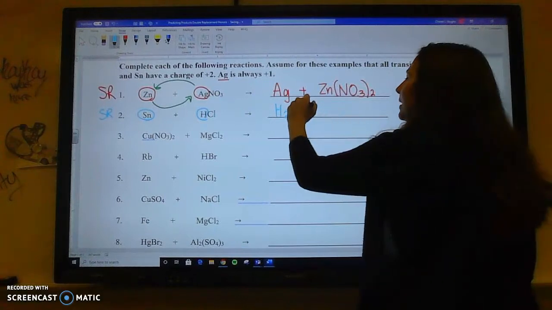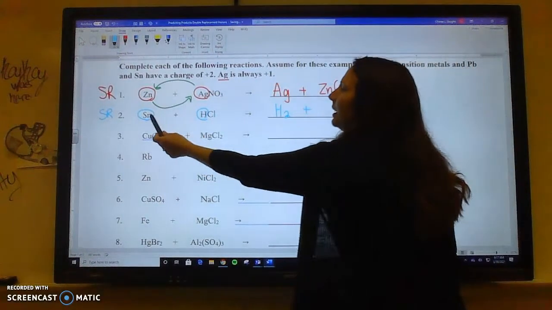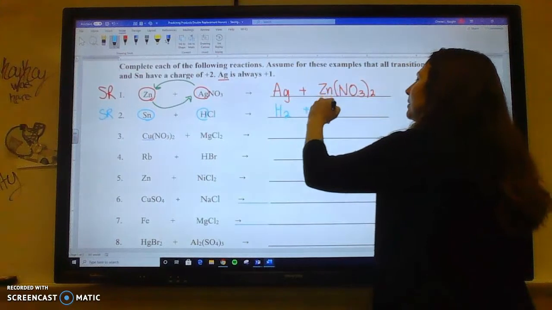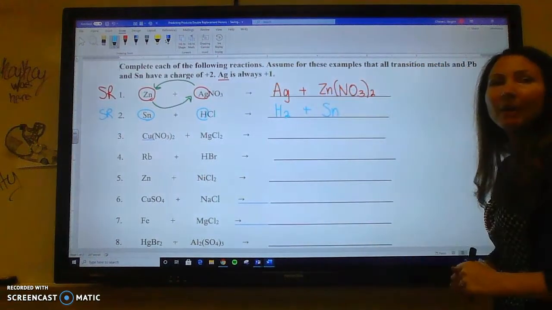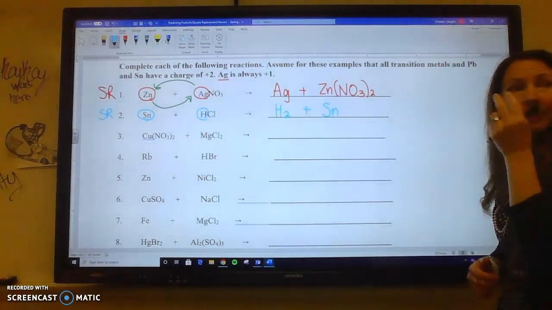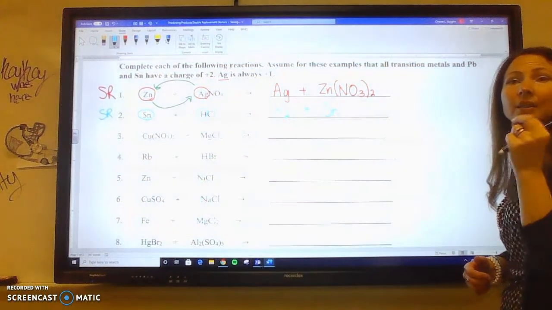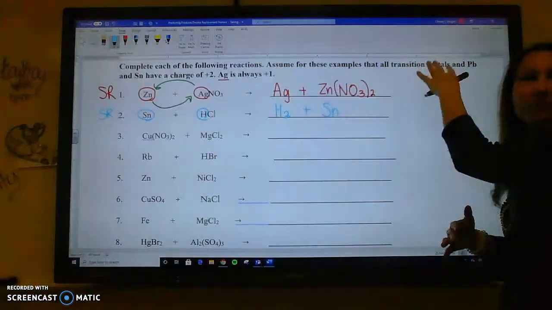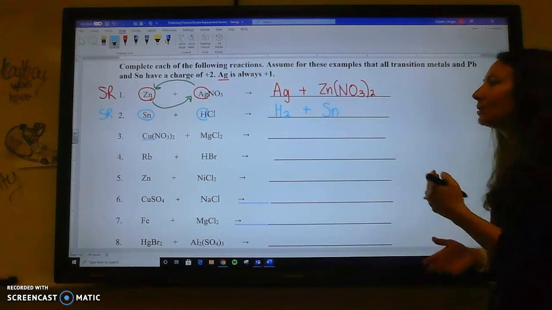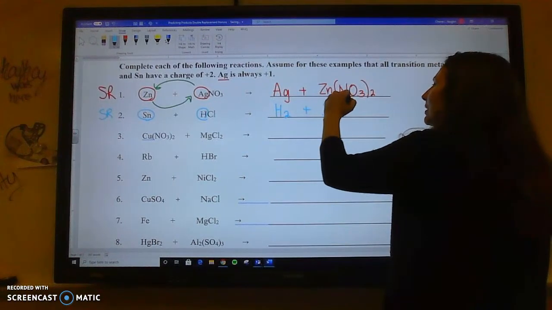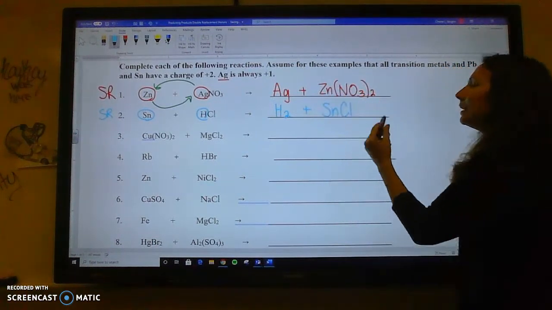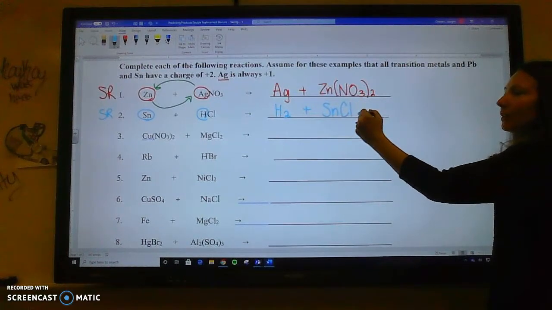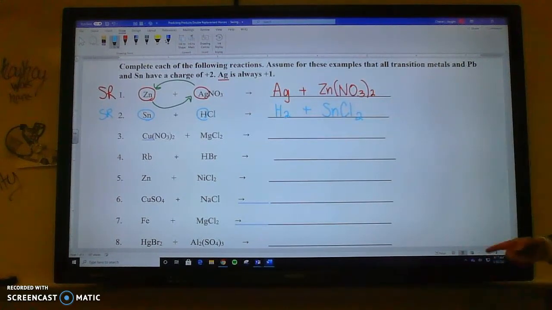Okay? And then we're going to put tin with chloride. So remember, if it is a transition metal, and tin is also included in that, then its charge, we're going to assume for making this easier, is always a +2. So tin is going to have a +2 charge, and then we have chloride, which has a charge of 1. When we switch their charges, we have SnCl2. Okay?